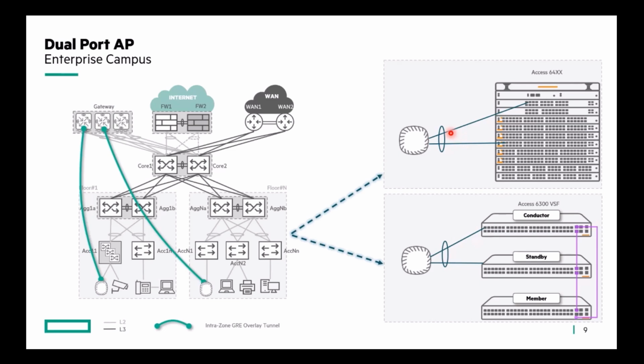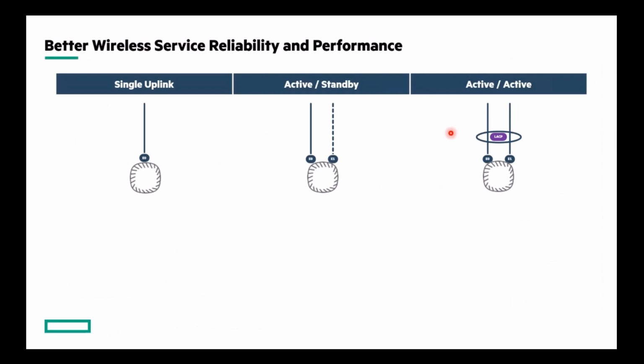So why do we need such dual port APs in our deployments? Let's see about it. The major objective of a dual port AP is providing better wireless service reliability and performance. In earlier days, we had only single uplink APs. In that case, we do not have any POE redundancy or path redundancy, or any aggregated throughput.